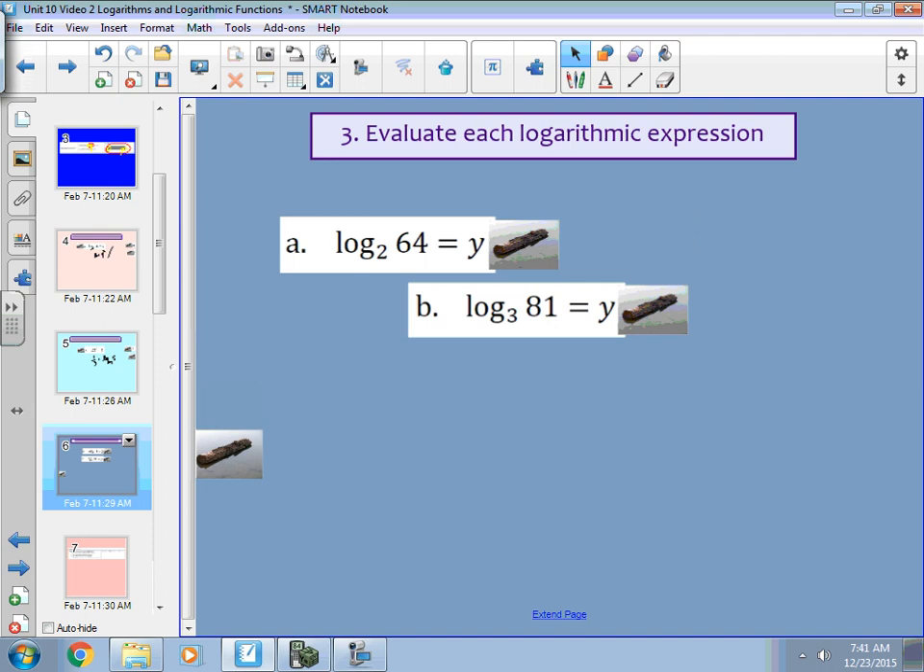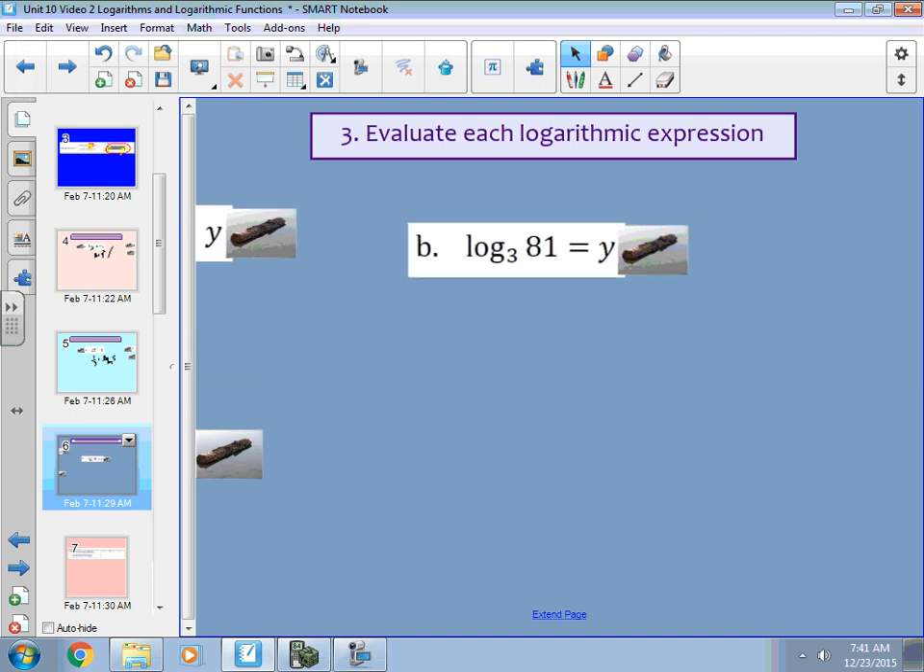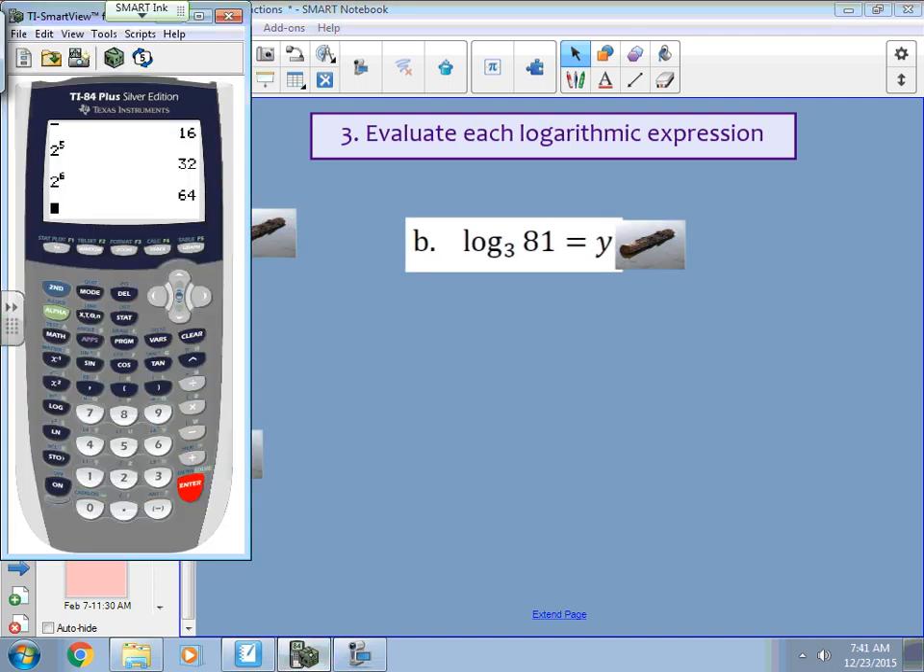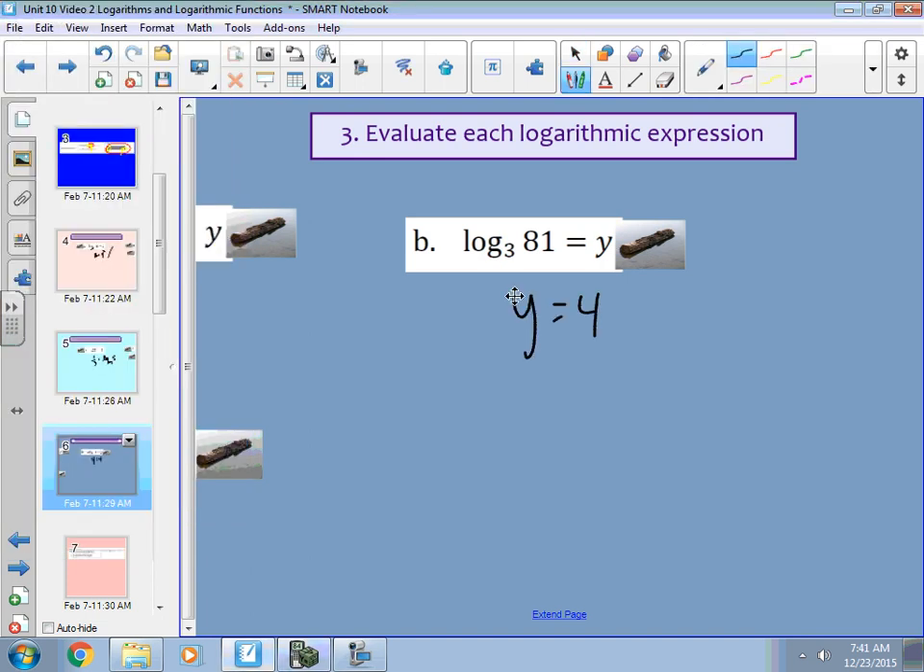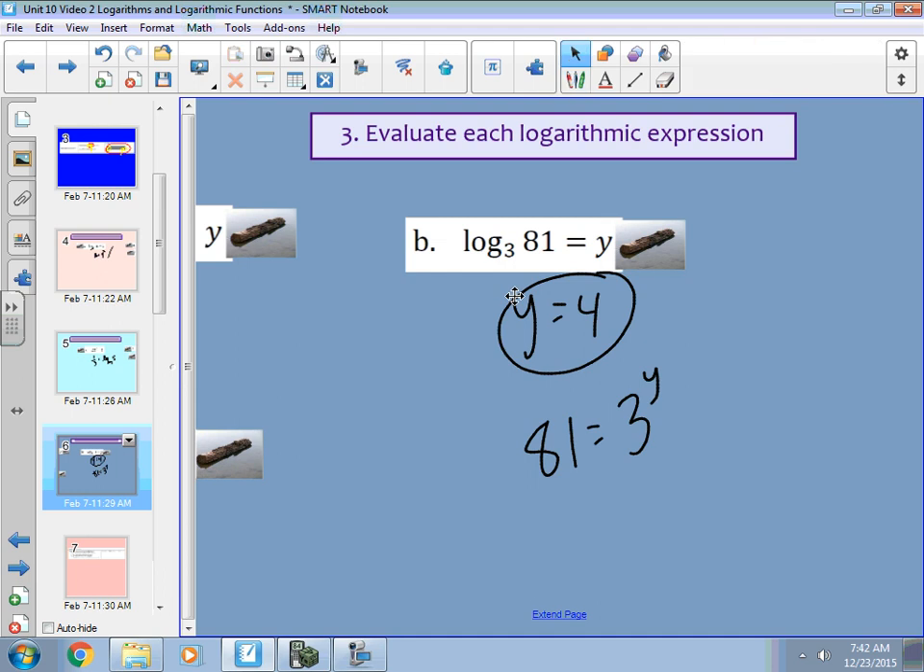All right, let's try another one of those. Okay, so this one, again, you could use your calculator to evaluate. So you can enter log base 3, make sure you hit right arrow to get out of your parentheses, type in 81, and we see that the answer is 4. Y equals 4. Now if you don't have a calculator, you're going to have to change to exponential form. 81 equals 3 to what power?